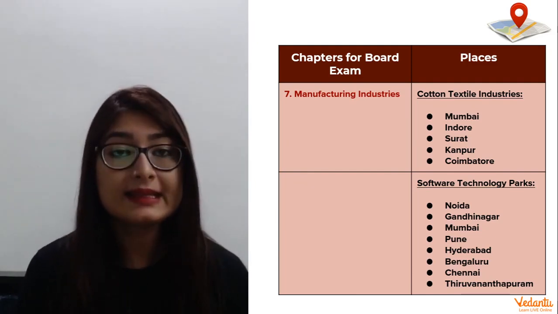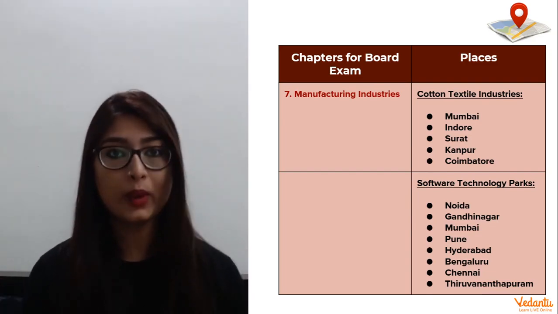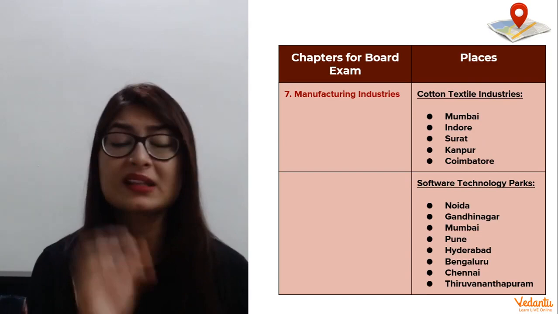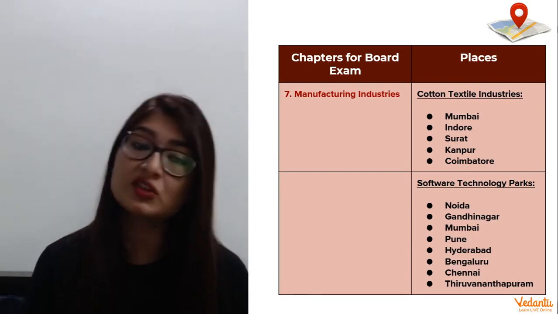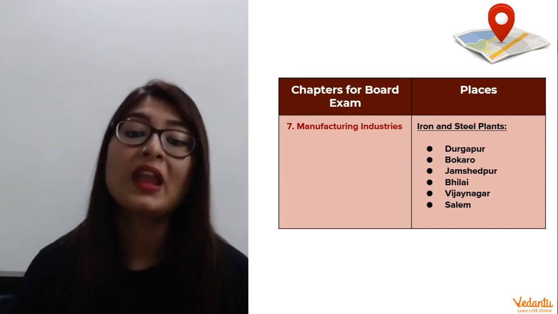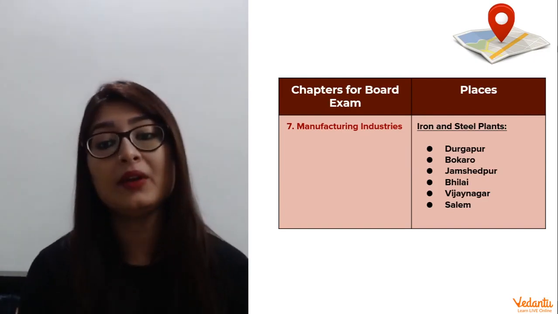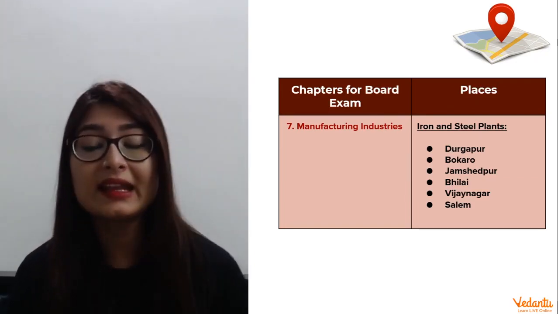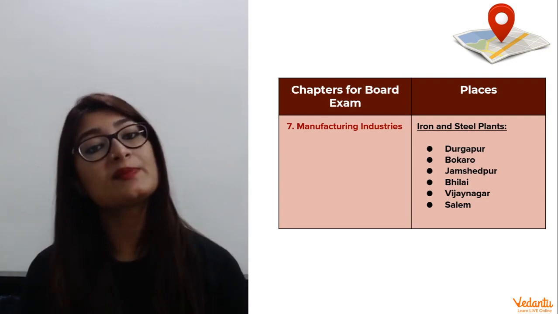So, guys, we always have to be aware about where these places are. However, this part especially becomes a little easier for us because these are major cities of India, which we already know are located where. And the third type is iron and steel plants: Durgapur, Bokaro, Jamshedpur, Bhilai, Vijayanagar and Salem. We should be aware of where these plants are.